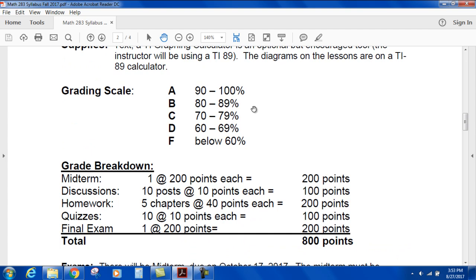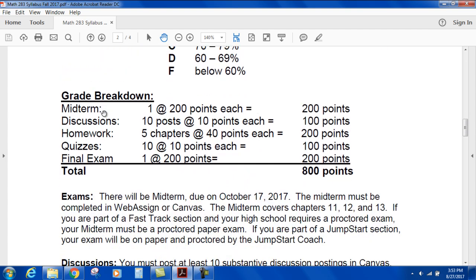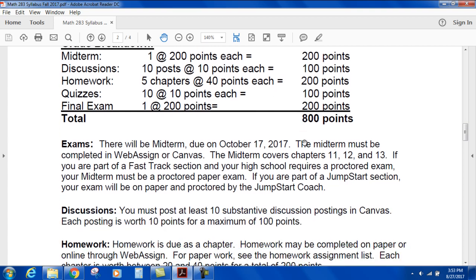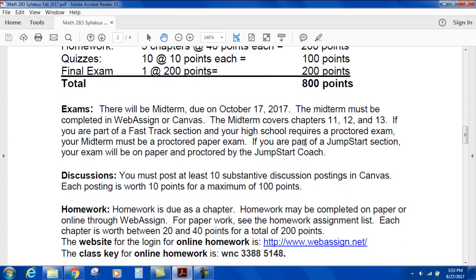Grading scale A, B, C, D, F is pretty standard. We have a midterm, 10 discussion postings, 5 chapters of homework. That's going to be chapters 11, 12, 13, 14, 15. Quizzes, 10 at 10 points each for 100 points, and then a final worth 200 points. If you have had me before, it's the same kind of grading scheme we've had before. So there'll be a midterm due on October 17th, 2017. The midterm must be completed in WebAssign or Canvas.